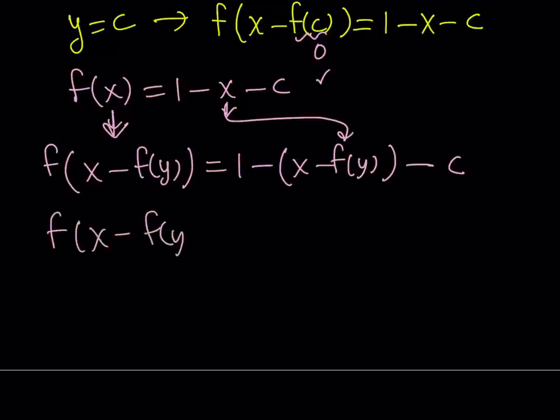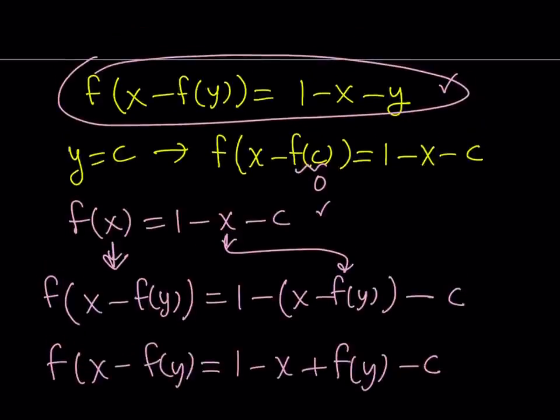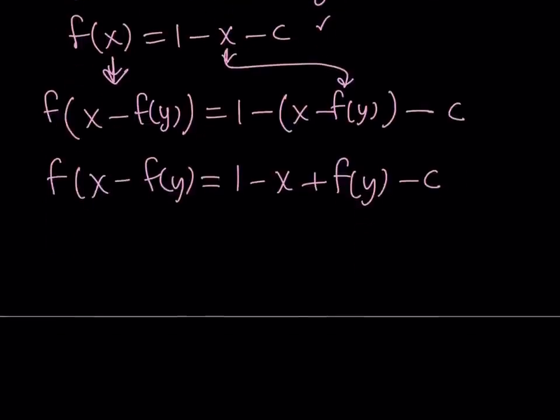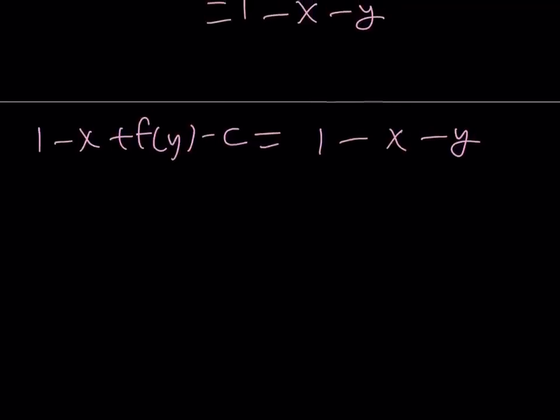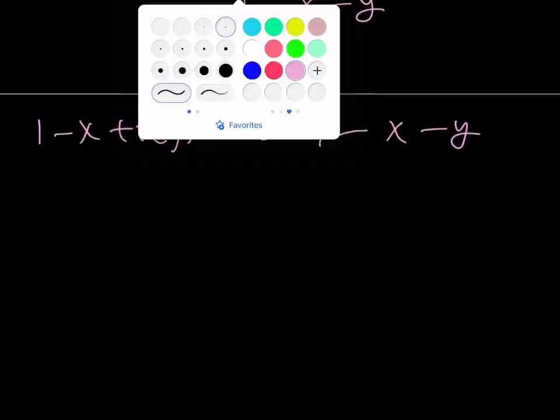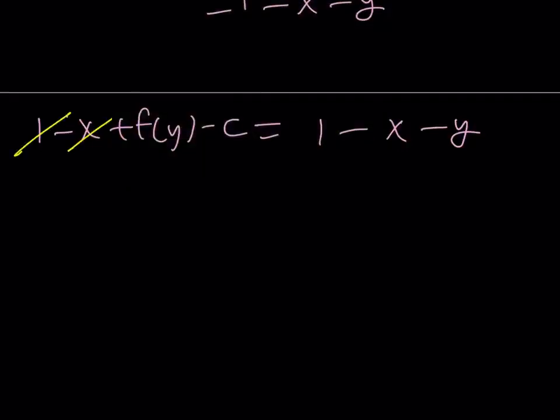Let me go ahead and simplify this a little bit. f of x minus f of y is equal to 1 minus x plus f of y minus c. And from the original problem, we know that this is equal to 1 minus x minus y. Great. So let me rewrite it on the same line. That's the equality I have. And from here, I can find f of y. We can cancel out the 1 minus x. And here we get f of y equals c minus y.